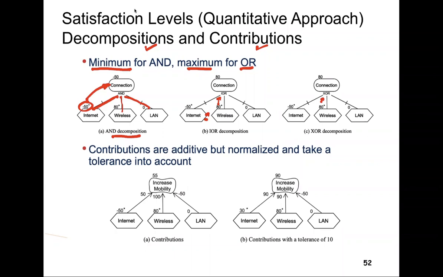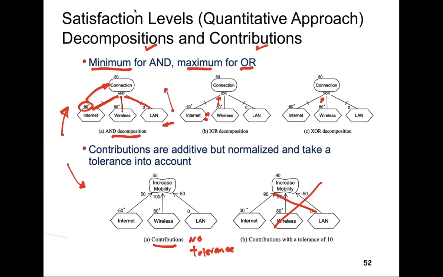So contributions are added but normalized, and keep in mind that sometimes we take the tolerance into account. I'm not going to talk about the tolerance now because that's advanced level. So we're going to talk about the contributions assuming no tolerance. There is no tolerance on the graph. In the first graph we talked about the decomposition. Here we talk about the contribution links. So this is how you're going to propagate the decompositions from the low level into the high level.